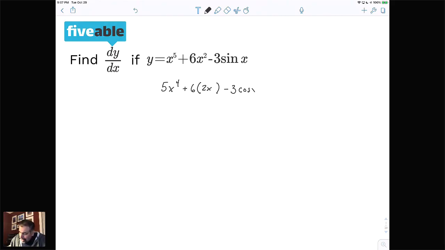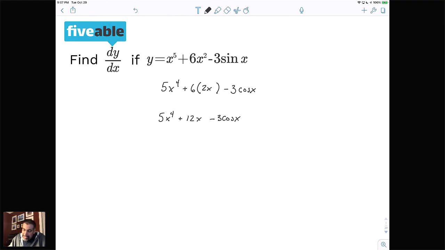So again, this is not an implicit derivative per se, but we need to make sure that everyone's got a handle on just the basic derivative rules. So the first couple we do will be basic, and then we're going to take a look at the implicit. We simplify this a little bit, and 5x to the fourth looks good, but now we're going to do 12x and minus 3 cosine x. Now, it's the next piece of the puzzle that I really want to stress to you guys, because you probably do it without even thinking.